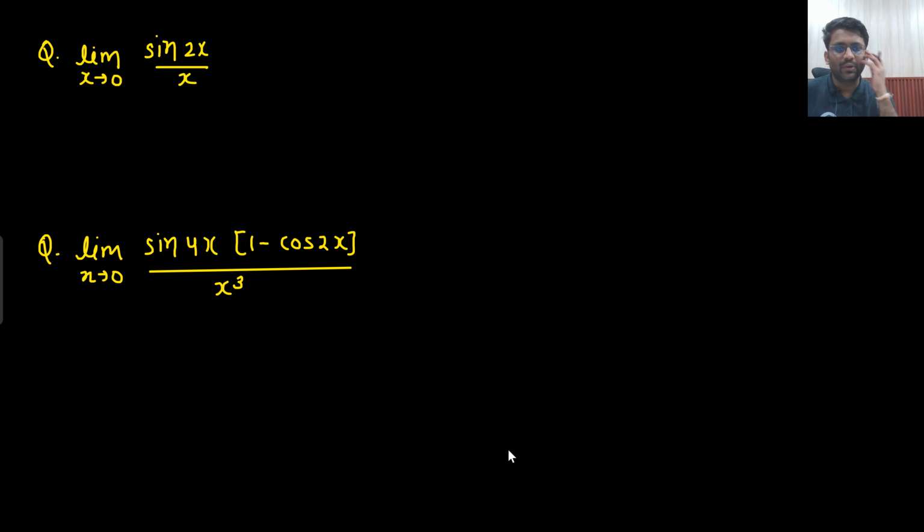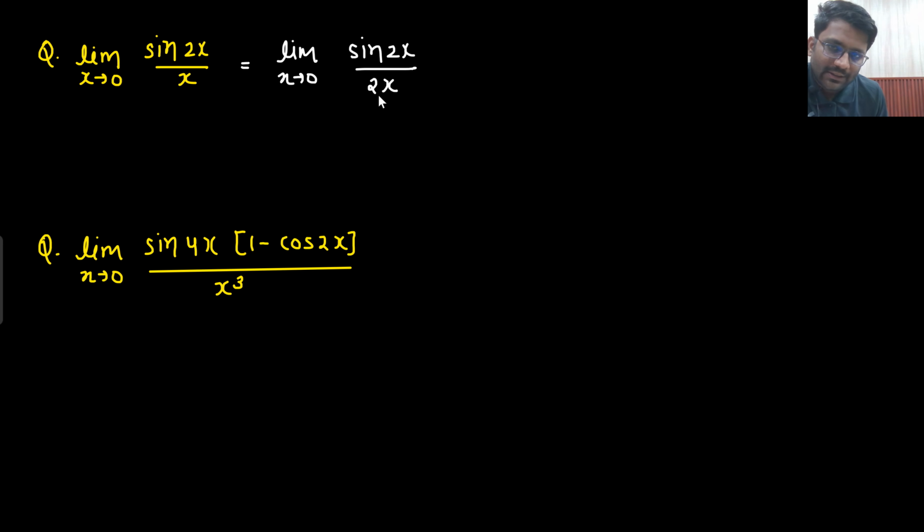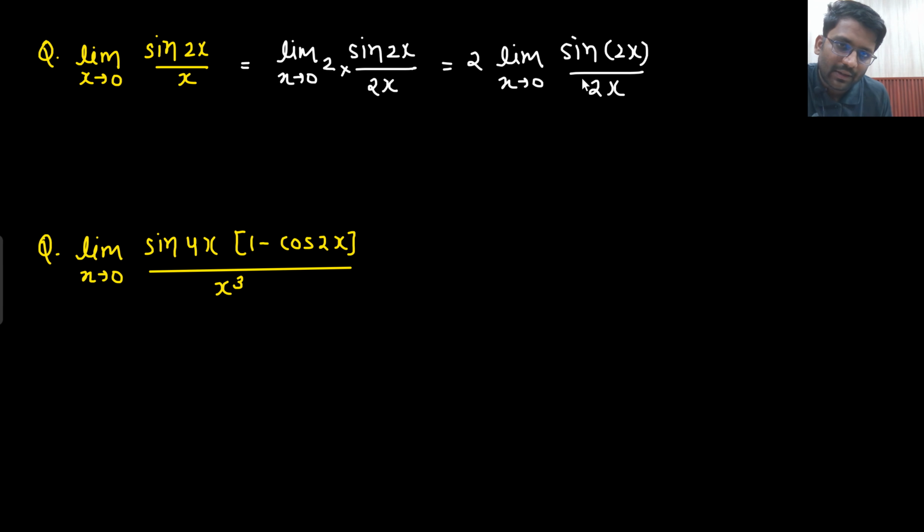By applying the L'Hopital rule, you can solve it. Answer will come out to be 2. But how will I solve? I will solve in this manner. Limit x tending to 0, sin 2x, again you will put 0 by 0 form. So L'Hopital rule you can apply. But what I am doing here is let's put 2 here and multiply with 2 here. 2 is a constant value, can I take it outside? Yes, sir. 2 times limit x tending to 0, sin 2x by 2x. This is what I am getting.